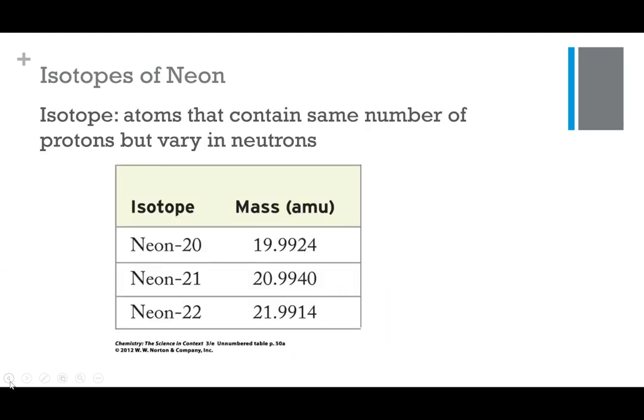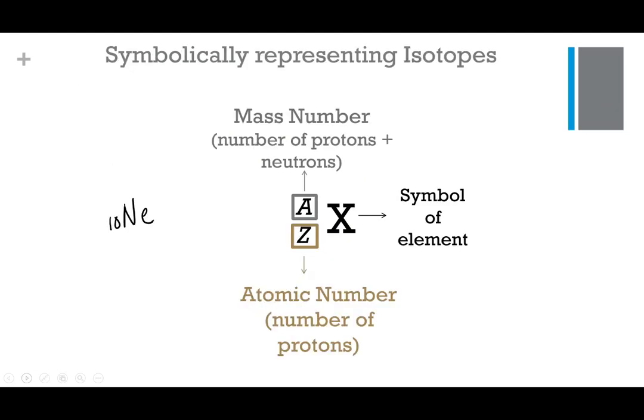Clicking back just a second, this is also another way that we represent an isotope. The way that we read this is neon 20, and this is also the mass number. So if I was talking about the isotope neon 20, I would put the number 20 up here. That would be how we symbolically represent this isotope.